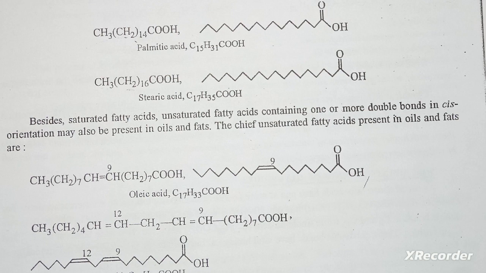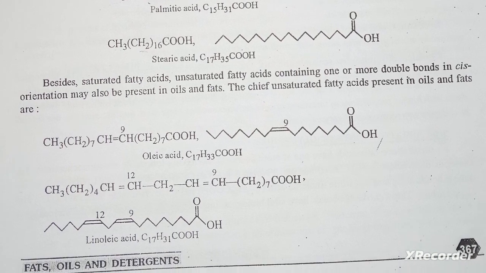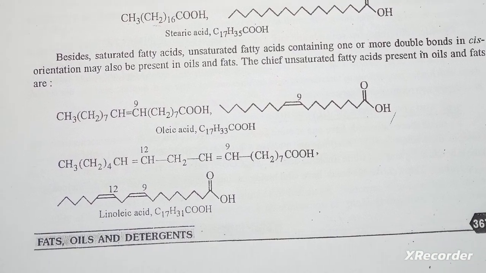Besides saturated fatty acids, unsaturated fatty acids containing one or more double bonds in cis orientation may also be present in oils and fats. The chief unsaturated fatty acids present in oils and fats are oleic acid, formula C17H33COOH, and linoleic acid, formula C17H31COOH.